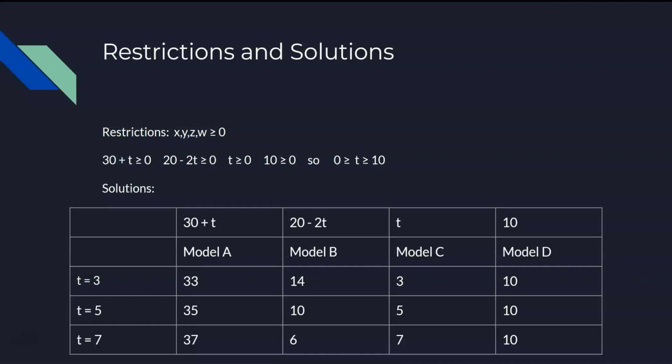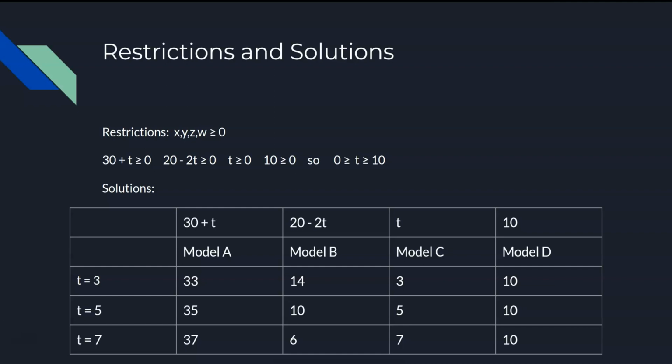And from these 4 equations, I was able to show that t must be in between 0 and 10, but it could also be 0 or 10. So because this is the case, I was able to plug in 3 possible solutions, which would be t equals 3, t equals 5, and t equals 7.